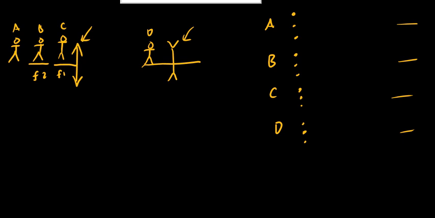Okay, so A is going to be inverted as well as diminished and real. B is going to be inverted, magnified, and real. C is going to be upright, magnified, and virtual. And D is going to be upright, diminished, and virtual.